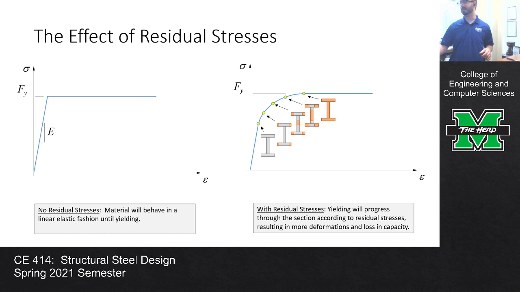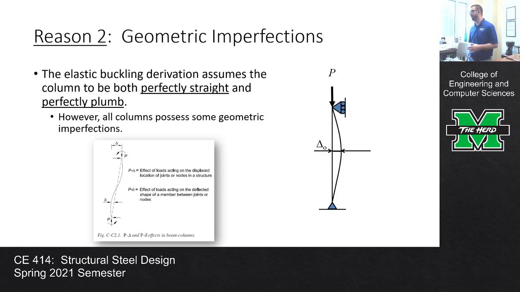The other reason is imperfections, okay? The column that we looked at, and this kind of goes to Mr. Adkins' question that he mentioned earlier about over time and whatnot. The time issue really isn't the deal, but the geometry is. So when we did the derivation of the column, we assumed that column was perfectly straight and perfectly plumb. No column in existence is perfectly straight and perfectly plumb.